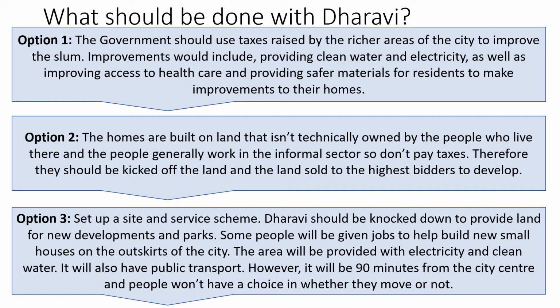Option 3, set up a site and service scheme like the ones you've seen in Curitiba. Dharavi should be knocked down and provide land for new developments and parks in the centre of the city. Some people will be given jobs to help build small houses on the outskirts of the city. The area will be provided with electricity and clean water. It will also have public transport. However, it will be 90 minutes from the city centre, and people won't have a choice of whether or not they are allowed to stay in Dharavi or move.